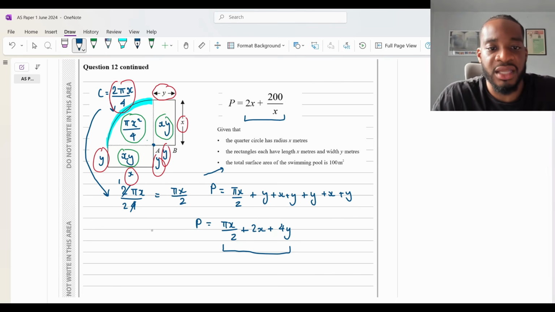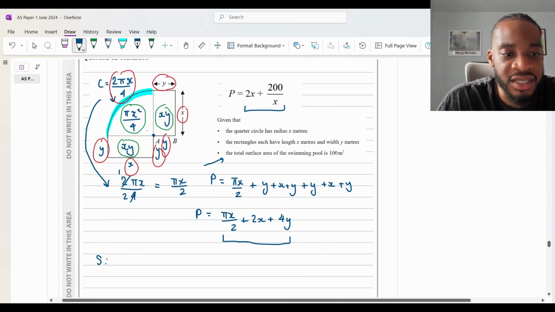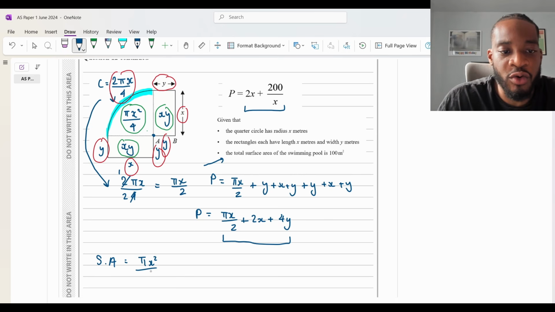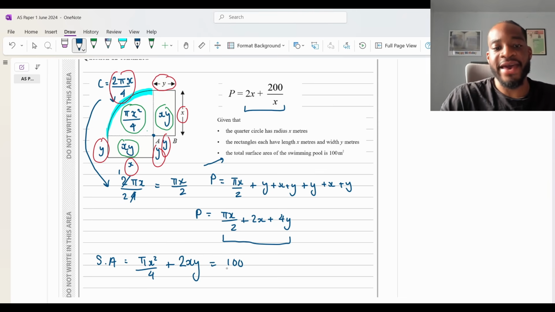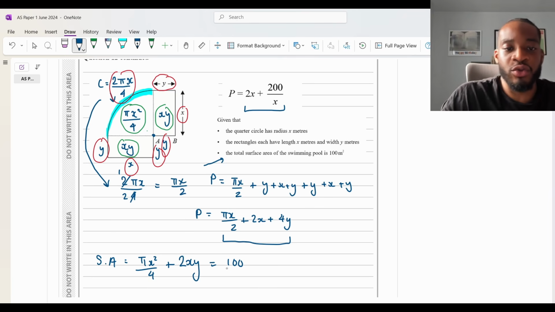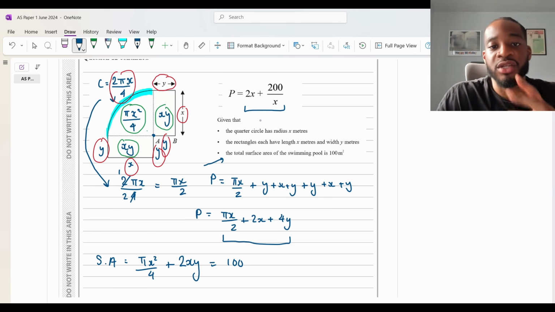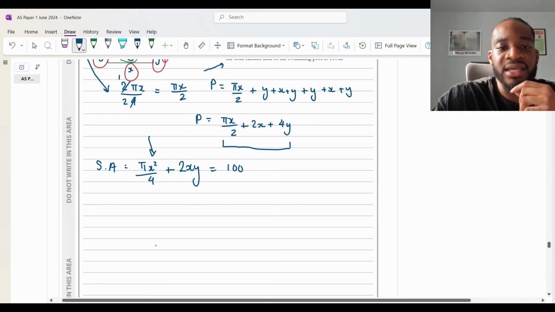So therefore, we could say then, from there, that the surface area is going to equal pi x squared over 4 plus xy plus xy, 2xy, isn't it? And we know that this is equal to 100. So now we are here. Remember, we're trying to show that P is equal to that expression there, 2x plus 200 over x. So we need to eliminate that variable y, don't we? We can do that by rearranging this equation. So let's go ahead and do that.